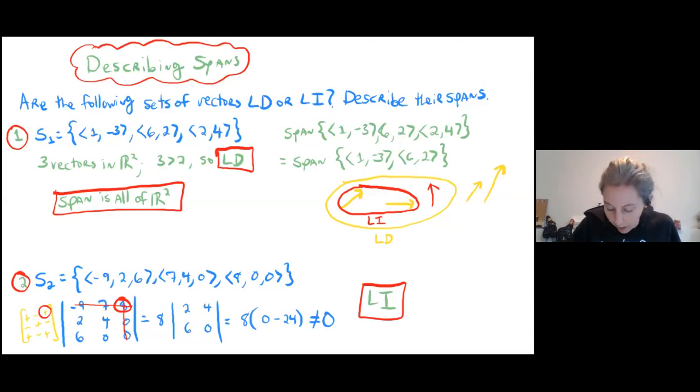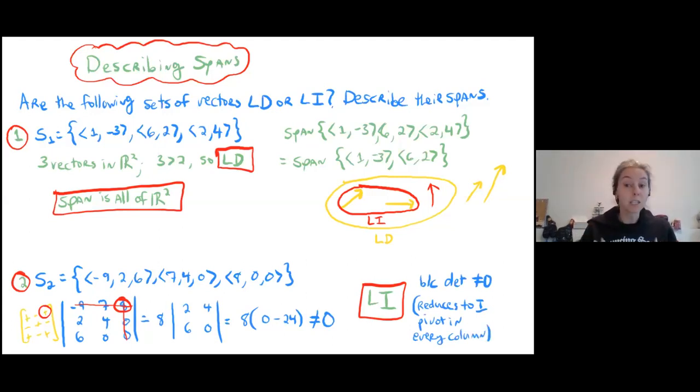Linearly independent because the determinant does not equal 0. And we remember that it therefore reduces to I. Pivot in every column, which means they all represent independent, unique directions. We need all of them to get to all the same places. And if I need all of them, 3 vectors in R3, what does that span? It spans all of R3. So the span here is all of R3.